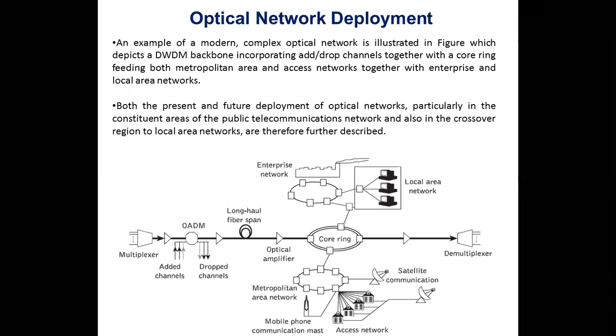And this will also have the add-drop channels, because you're going to use an OADM or an OXC, and there's going to be an optical amplifier, and there's a core ring which will connect the LANs, which will connect to the multiple metropolitan area networks, and then you can have the access networks, and that will be connected to the satellite communication and so on. The whole point is that this fiber will be used to provide a large amount of bandwidth, and many LANs, WANs, and MANs can be used to get a lot of capacity out of it.